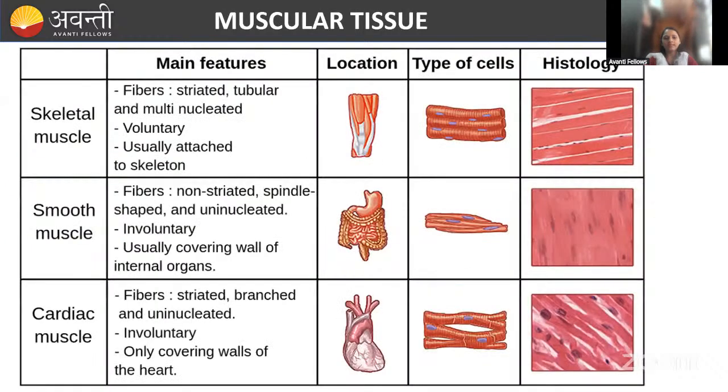Fine. I think we completed the epithelial tissues. Then we'll come to the muscular tissues. In the muscular tissue, mainly we see three types. First one is the skeletal muscle, second one is the smooth muscle, and third one is the cardiac muscle. First, let us go to the skeletal muscles, guys.